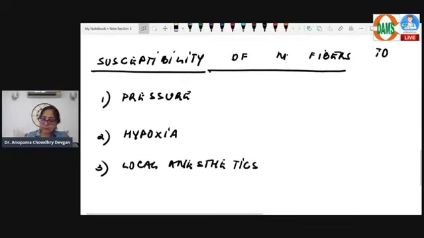Manendra Prasad, numerical classification is only meant for sensory fibers. Will autonomic fibers have a number? No, I've been repeating this. Motor fibers do not have a number. Autonomic fibers do not have a number.